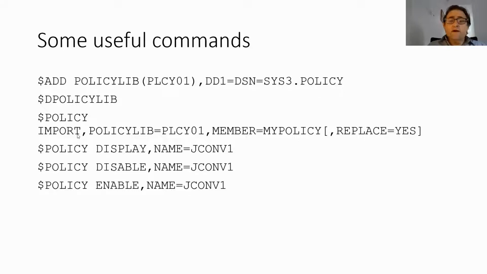Right, so we have these useful commands. We've seen the add policy lib. We've seen the display policy lib, which just displays the names of the data sets that I've used for adding my policies. I can use the policy import either with replace equals yes or just take the default of no. I can display a policy name. It doesn't show a lot of information, it just shows if it's enabled or disabled. If I omit the name keyword and the comma as well, I'm going to get a list of policies that have been imported.